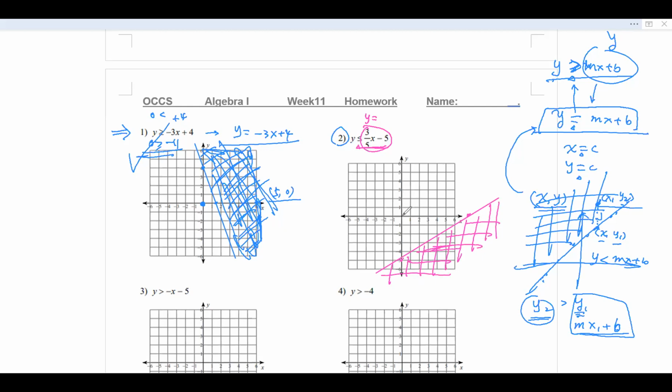So let's check, let's pick the special point 0, 0. So at 0, 0, the left would be 0, the right would be negative 5. Does this make sense? Definitely not. So it should not include this dot. So the opposite side, this side, not this side, right? Okay, let's move a little bit quicker.